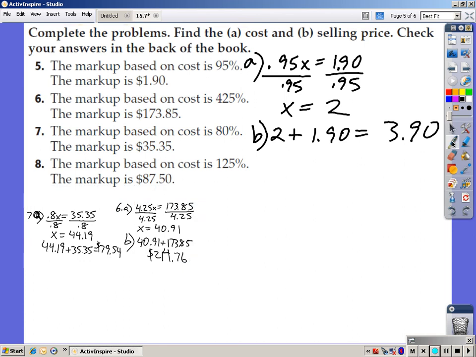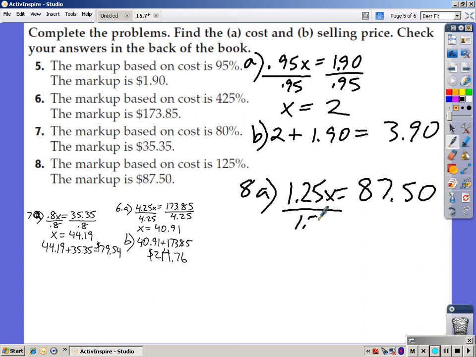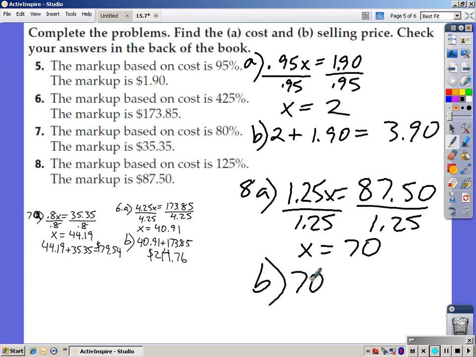And finally, number 8A says markup is 125%, so 1.25x equals 87.50. Divide both sides by 1.25. X equals 70. Now for part B, 70 plus 87.50 should get 157.50 as your answer. All right?